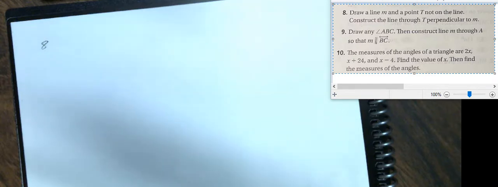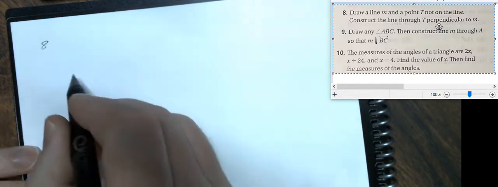Okay, we're going to look at these next set of instructions and see what we need to do for these exercises. All right, so number 8, draw a line M and a point T, not on the line. And then you're going to construct a line through T perpendicular to M. In my opinion, this is not very good instructions, but this is what they're looking for. So we're looking at a perpendicular line, T and M.